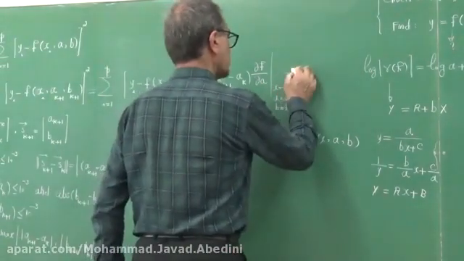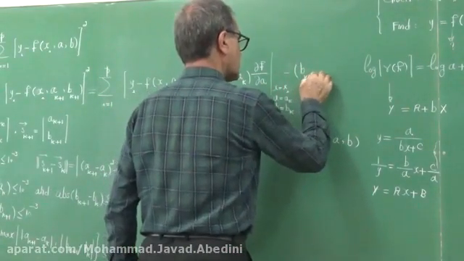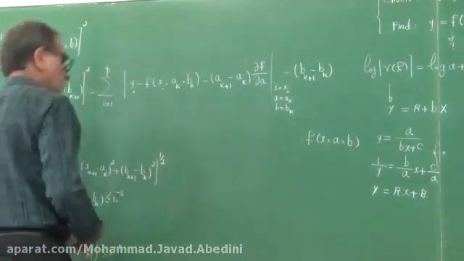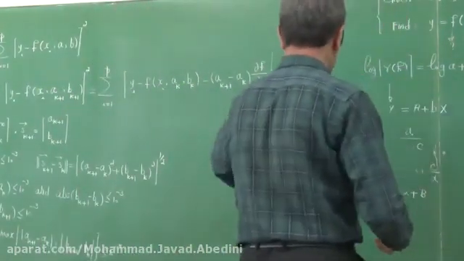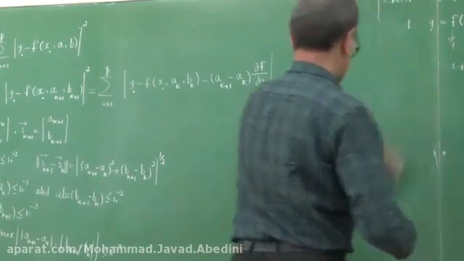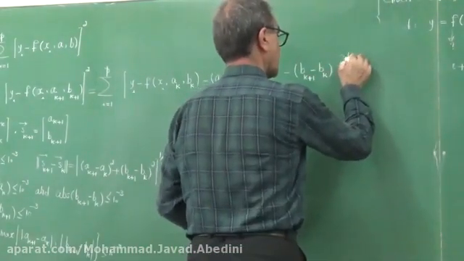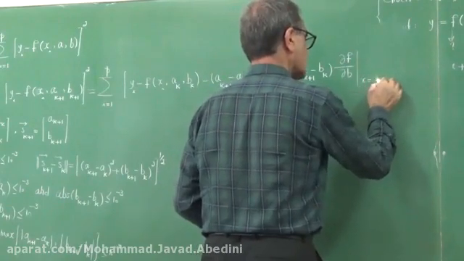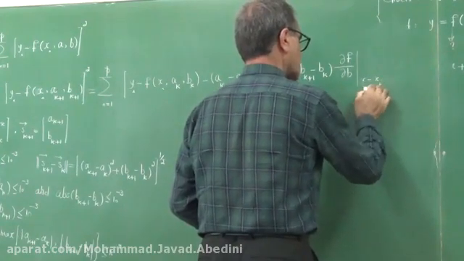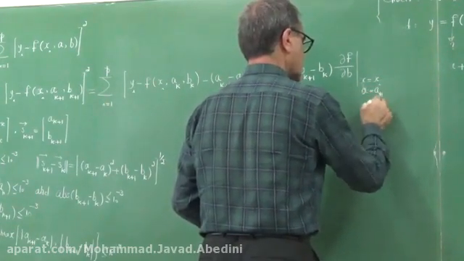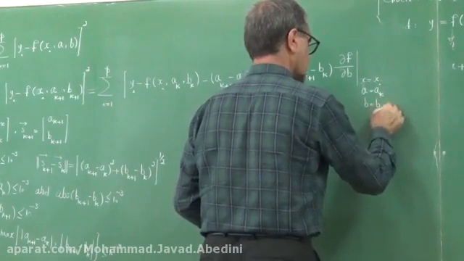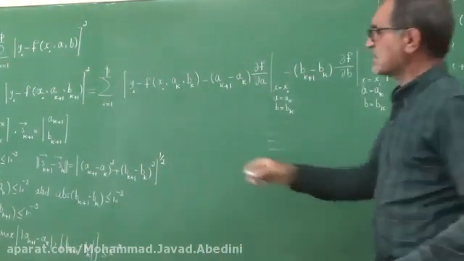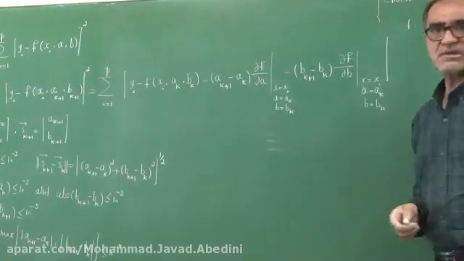Minus (B_{k+1} minus B_k) times partial derivative of f with respect to B. Again, you have to compute this at x equal to x_i, A equal to A_k, and B equal to B_k. Can you comment on what happened by expanding this around x_i, A_k, B_k?